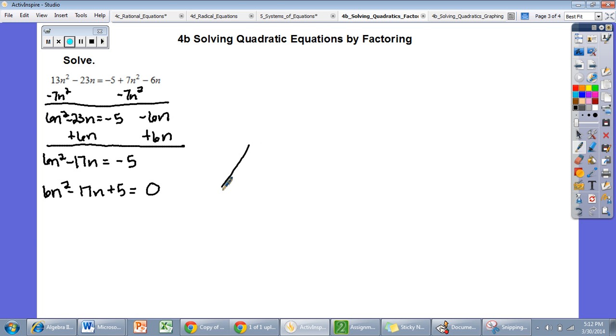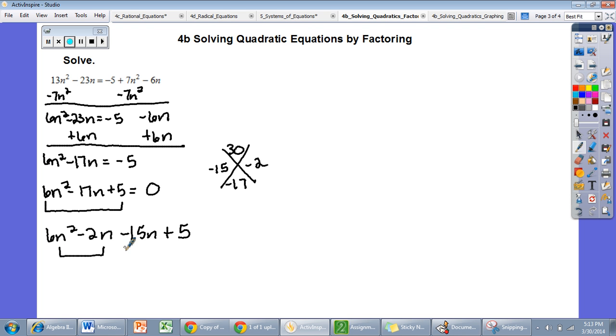So I multiply 6 times 5, which gives me 30. I'm looking for numbers that multiply to give me 30 and add to give me -17. And so those two numbers are -15 and -2. Now it doesn't matter what order I write those two numbers in when I'm factoring, you're going to get the same answer regardless. I'm going to do 6n squared minus 2n minus 15n plus 5.